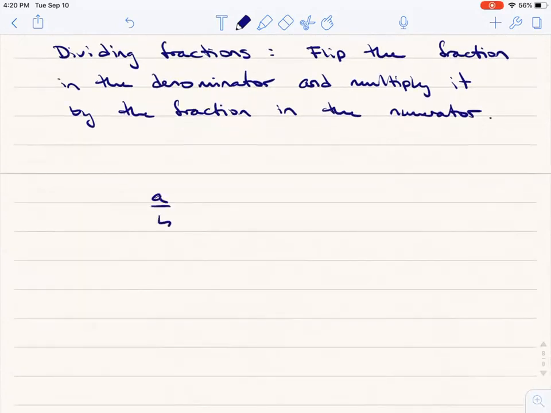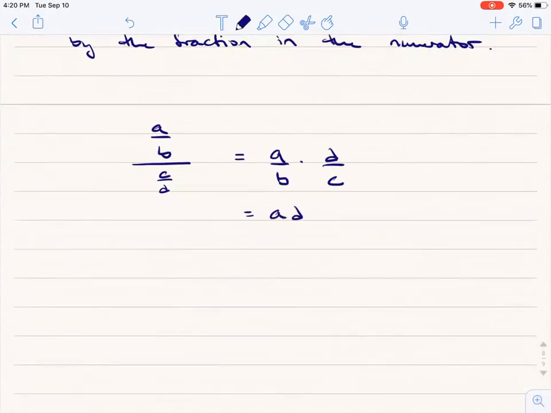For example, if we've got A over B all over C over D, then what I'm going to do is flip the C over D, so that's now D over C, and then I multiply those. So this I can rewrite as A over B stays the same times D over C, which we already know is just A times D over B times C, just because they're multiplying.